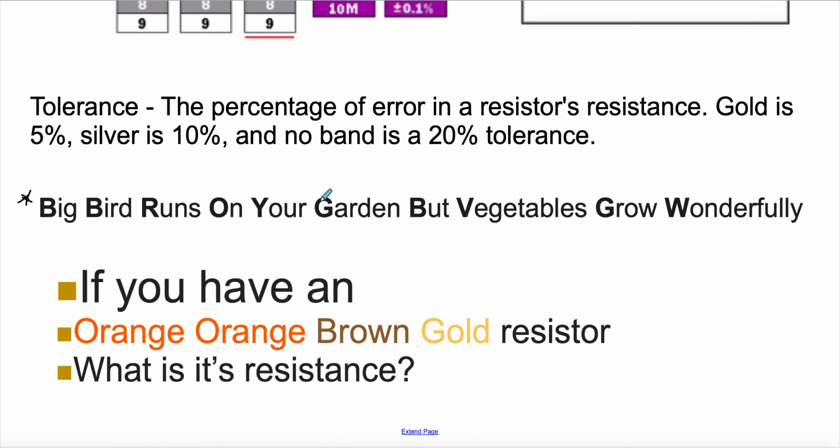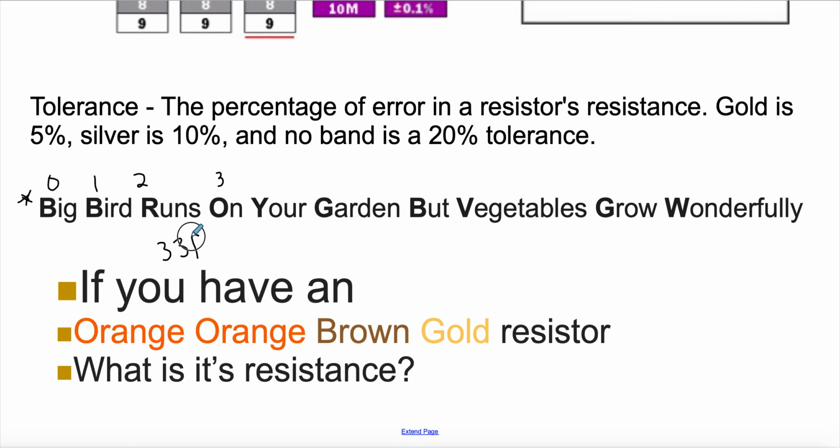So if we have an orange, orange, brown resistor, what's the resistance? See if you can get it from what I just said here. So big bird runs on. So this is a 0, 1, 2, 3. So orange is a 3. Second orange is a 3. Black, brown, okay, that's a 1.